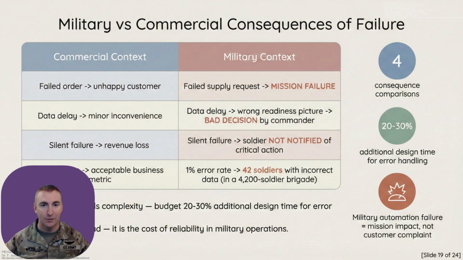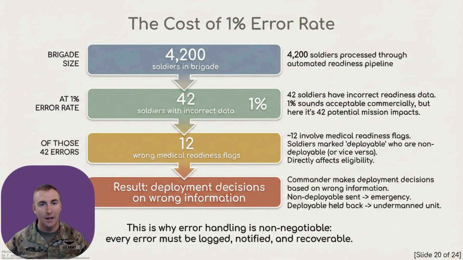Here is exactly what that looks like with real numbers. What happens when a 1% error rate hits 4,200 records? 42 soldiers with incorrect readiness data on the commander's dashboard. 12 of those involve medical flags showing green when the soldier is actually red. The commander deploys 3 soldiers who are medically non-deployable. That 1% error came from a date format change in MedPros that the pipeline silently skipped. With error handling, those 42 records get flagged as stale data instead of displaying outdated green indicators.